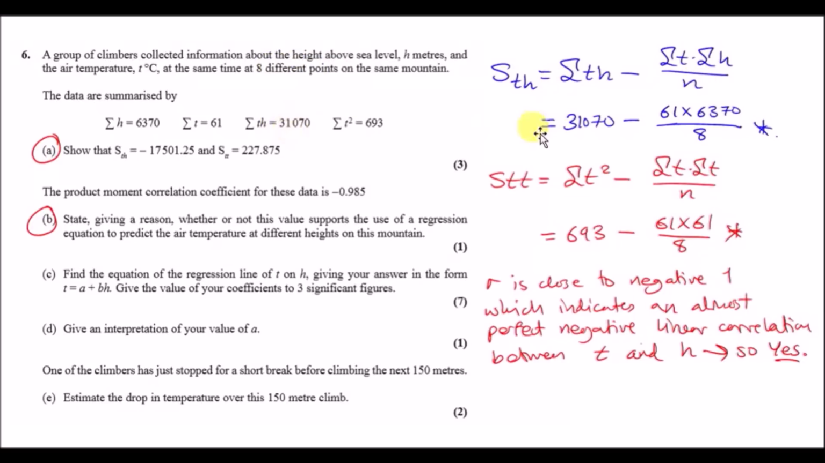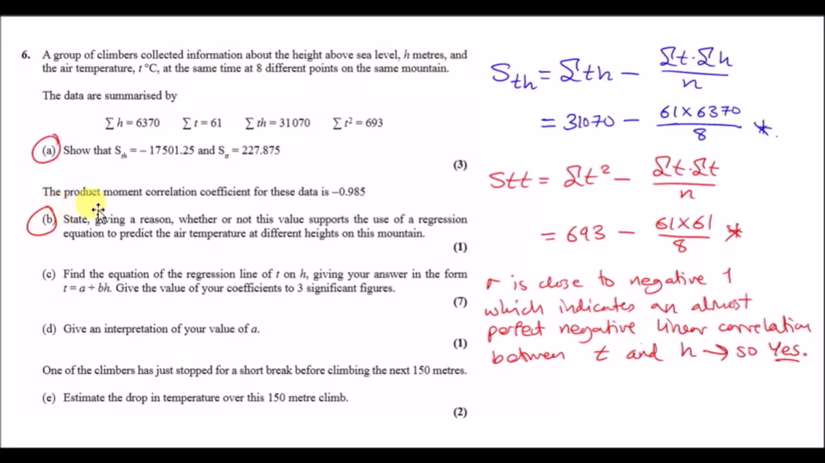Sum of TH is given here. Sum of T is 61 and sum of H is 6,370. Just put it in the calculator as you see fit and you should get the same results. Same with STT, you get the same results. For STT, you're going to use the sum of T squared because imagine this as TT. For the top here, it will be the sum of T times the sum of T, or the sum of T all squared, but write it like this so you don't confuse the two notations, over n as well. And again, same result. Now, let's move on to the next bit.